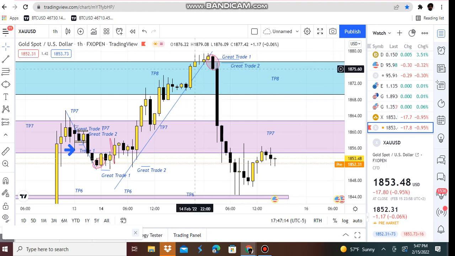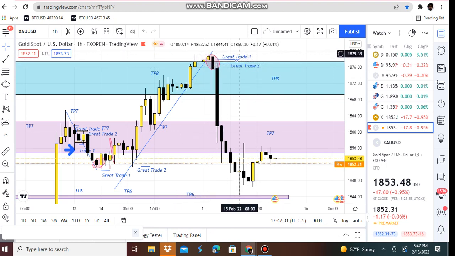These are wicks. Once price starts wicking at the top, let's say take profit 8, price will start wicking at the top, letting us know this is a sign that price doesn't want to go above take profit 8, as we see buyers losing momentum. This is a sign of exhaustion. When you see wicks, this is a sign of exhaustion from buyers.